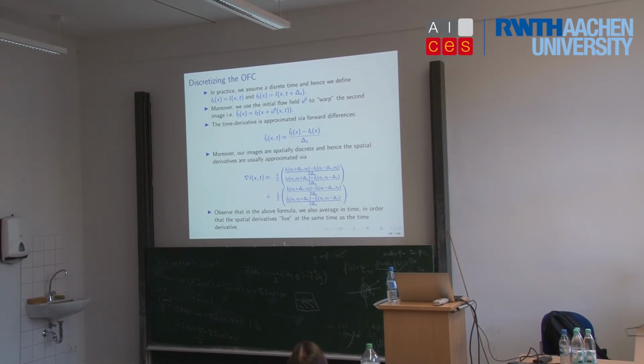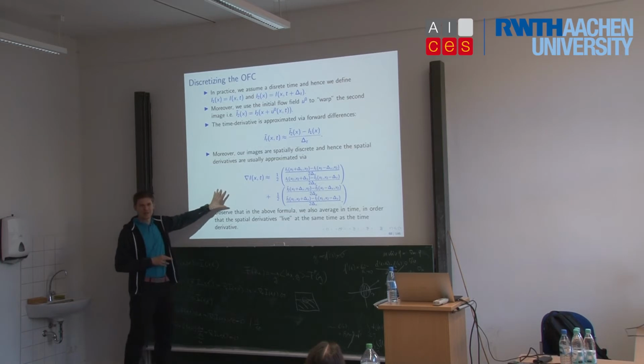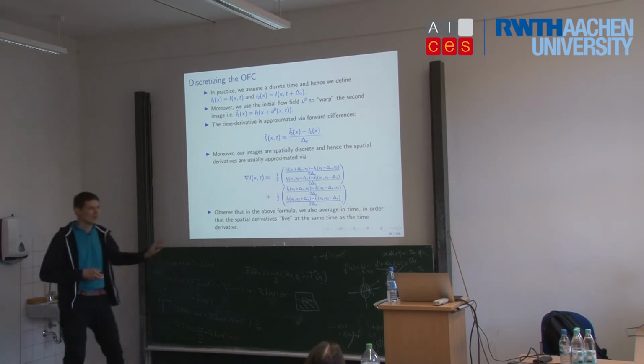And in addition, we would like to approximate the image gradient. The image gradient should live at the same position as the time difference. Therefore, we take central differences on the first image, take central differences in the second image and average them, because then they also live in between the frames at t plus delta t over 2, at the same position in time where these differences live. Maybe this is a bit too fast now, but if you're interested, I can give you more details on why this is reasonable.